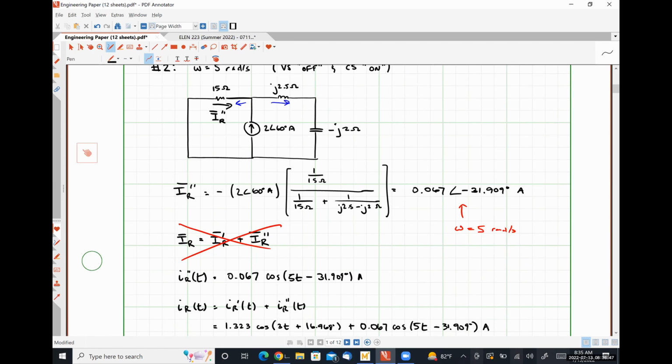Because the sinusoids are oscillating at two different frequencies, we can't lump them together and make them look like a single sinusoidal signal, like we could if they were oscillating at the same frequency. Okay. All right, so that is all that I had prepared to talk about today.